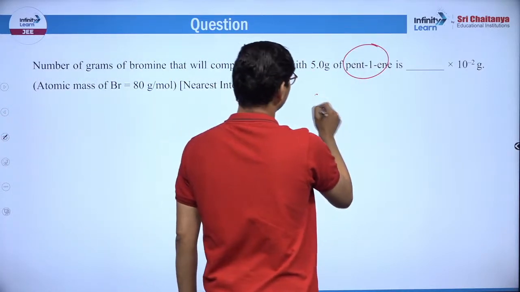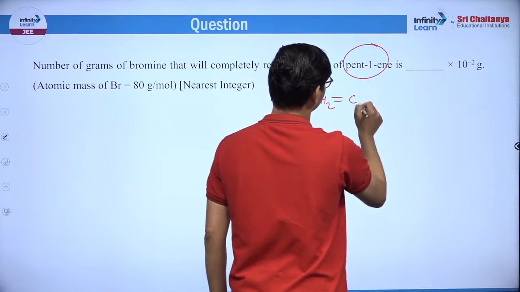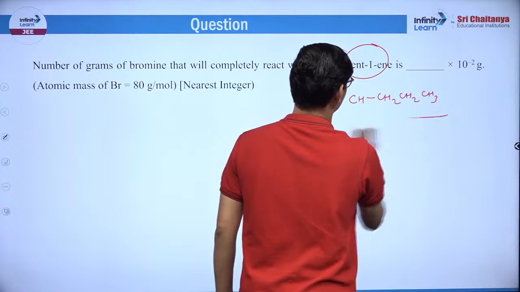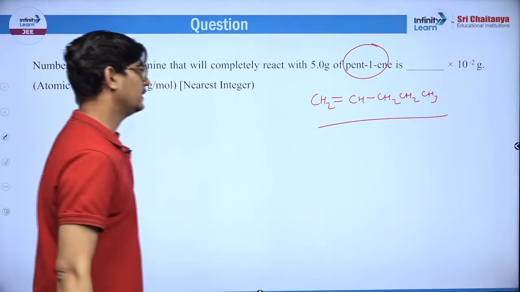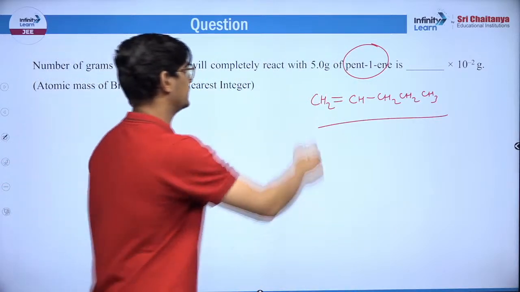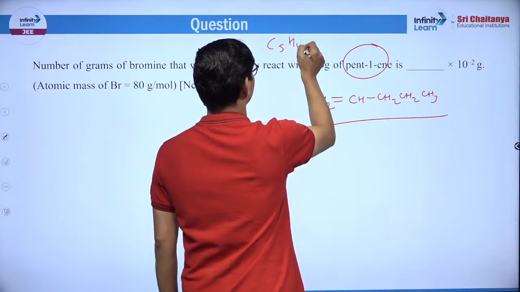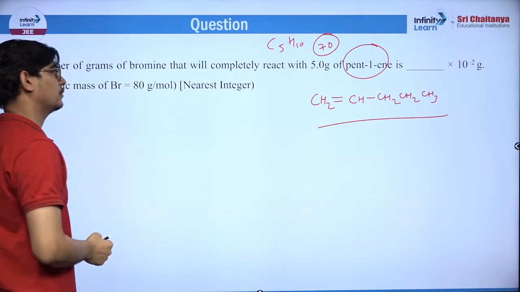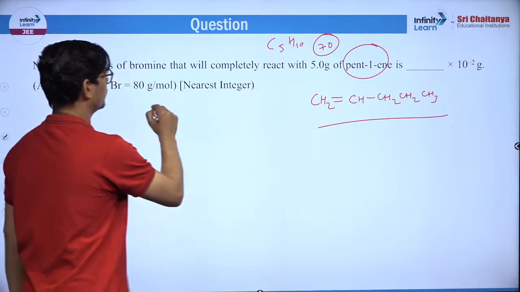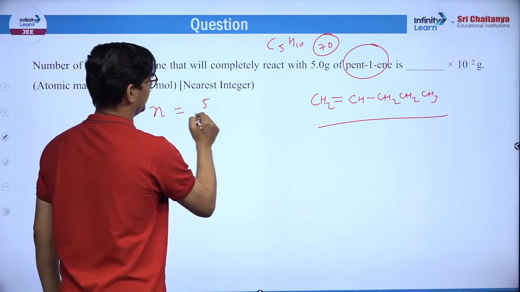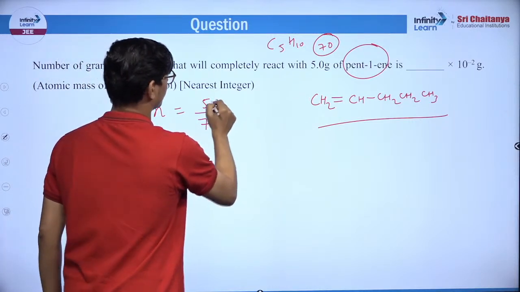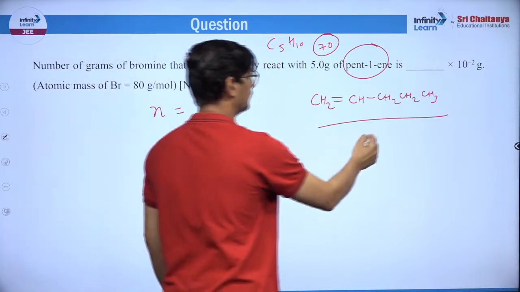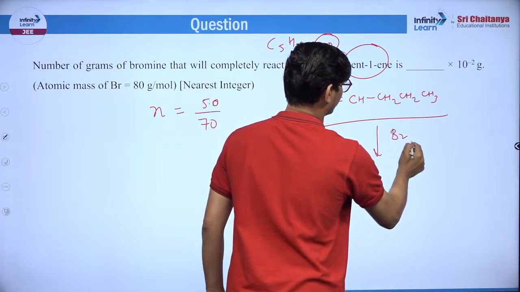So pentene is this. All right, pentene. So the formula is C5H10 and the molecular mass is 70, right? 5 into 12 plus 10 into 1, 70. Number of moles of pentene is 5 divided by 70. And if you see, this will react with 1 equivalent of bromine, right?